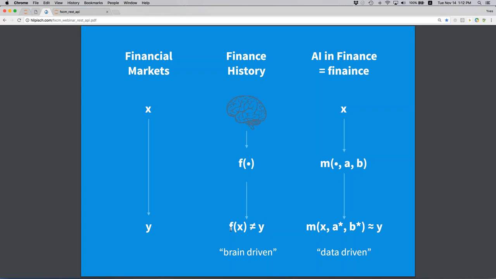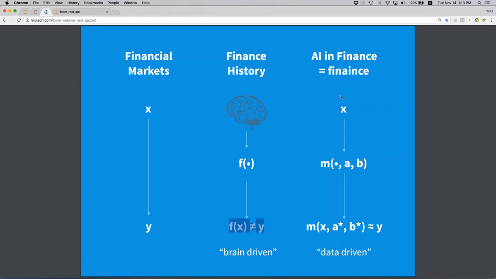But the problem mostly was that the elegant theory didn't fit pretty well with the market. So f of x not equal y. So elegant theory, but not really working in the markets. And this is what I call brain-driven. Somebody sits down, does math, and comes up with some elegant theory, but unfortunately, more often than not, it didn't work pretty well in the markets.